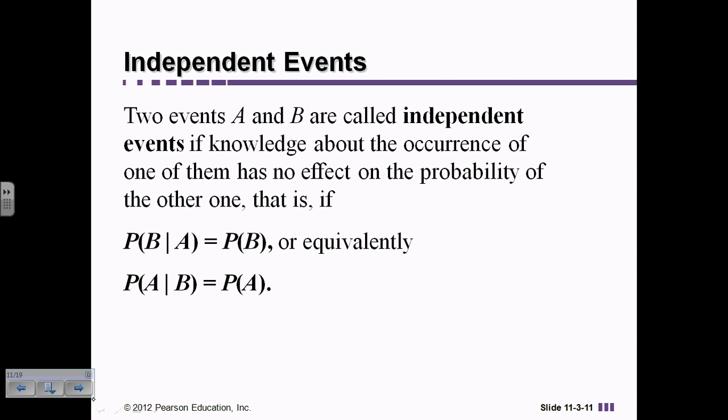So two events, A and B, are called independent events if knowledge about the occurrence of one of them has no effect on the probability of the other one. So in other words, the probability of B given A is the probability of B, or the probability of A given B is the probability of A. These are called independent. So many times you might be asked to decide whether or not an event is independent or not.